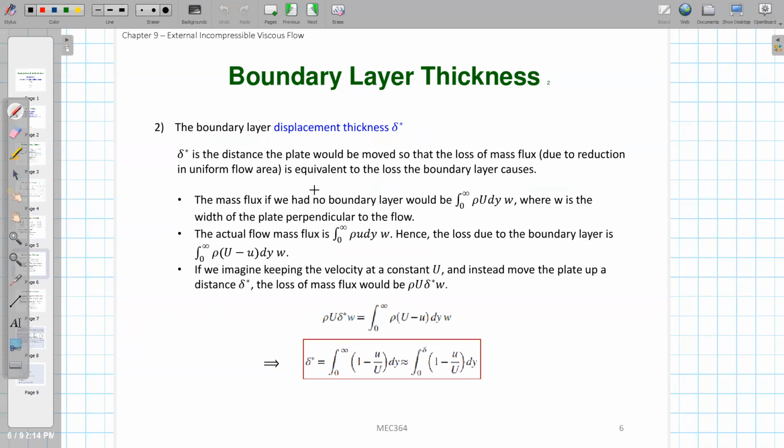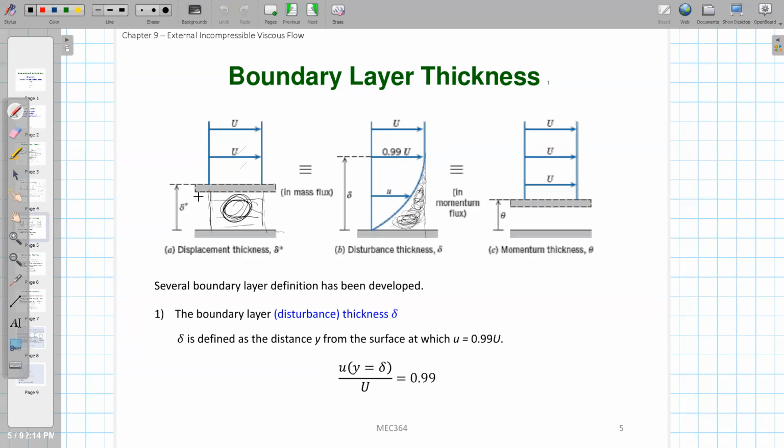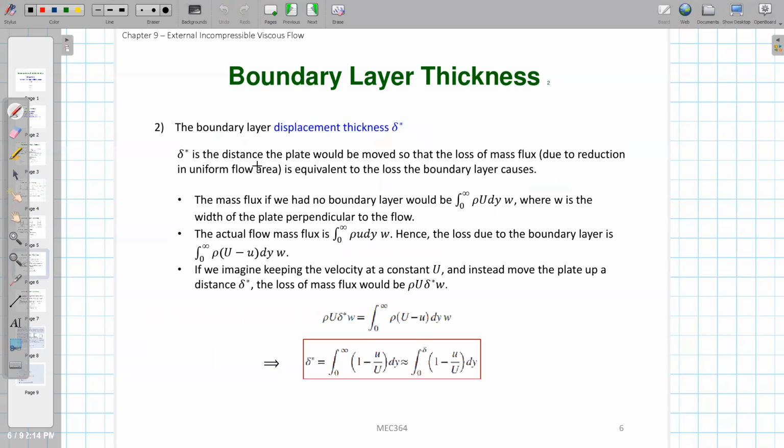So we define this distance called the delta star. This is the effect of the boundary layer on the mass flow rate or volume flow rate. It doesn't matter, because this is incompressible flow. They are the same; the only difference is the rho. So the effect of this boundary layer on the flow rate is just like making a displacement of this flat plate, moving it up by this distance delta star, because it tries to reduce the mass flow rate.